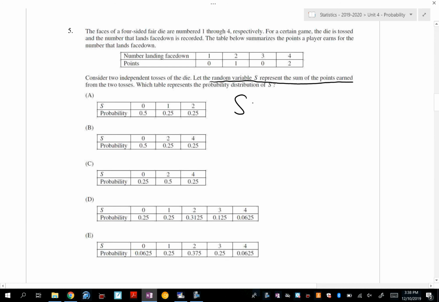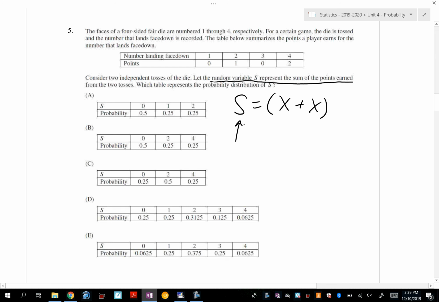So really, S is, I'm just going to make it X plus X. I just use X. Use whatever letter you want. So this X is rolling the dice one time. The second X is rolling it again. And it tells me that they're independent, which makes sense. And it wants me to pick what is the probability model for S.